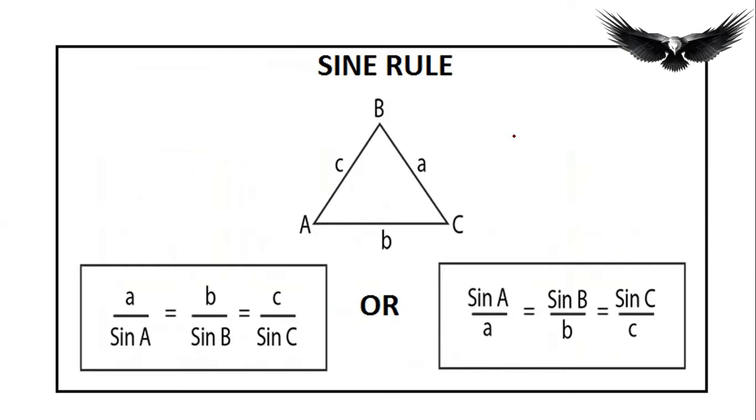Sine rule, let's look at this triangle here. So sine rule, this one is applied when you are dealing with non-right angled triangles. So this one can be used to find a side or angles. All right, it can be used to find both sides and angles of non-right angled triangles.